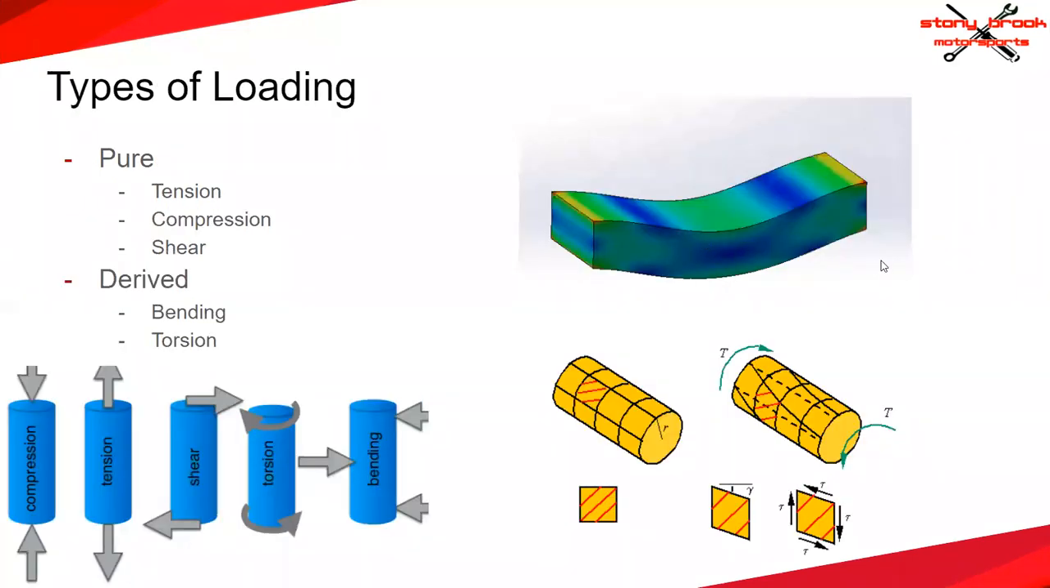As for different types of loading, pretty much all forms of loading can be boiled down to 3 main pure scenarios. You have tension, which is when a part is being stretched. Like if you have a rope or a rubber band and you stretch it, that's undergoing tension. Whereas if you took something and started squeezing it, that's compression. And then you have shear.